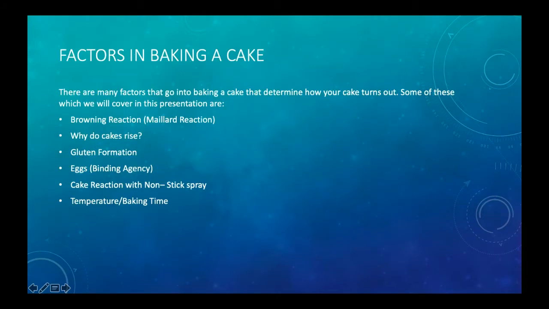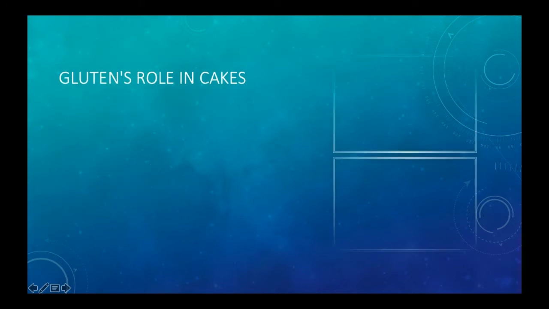There are many factors that go into baking a cake that determine how your cake will turn out. Some of these, which we cover in our presentation, are the browning reaction, which is known as the Maillard reaction, why do cakes rise, gluten formation, eggs which act as a binding agent, cake reaction with nonstick spray, and temperature and baking time.